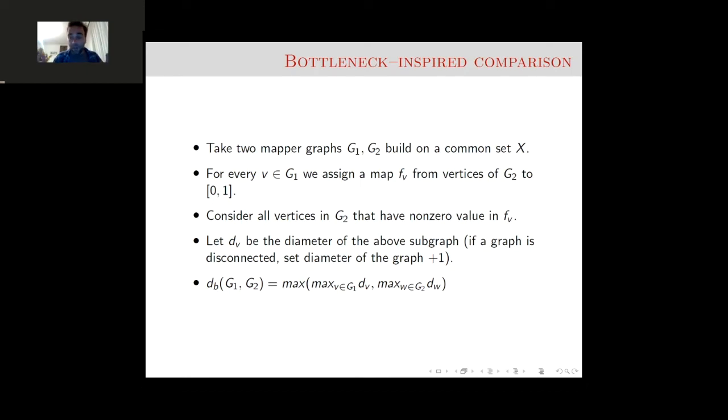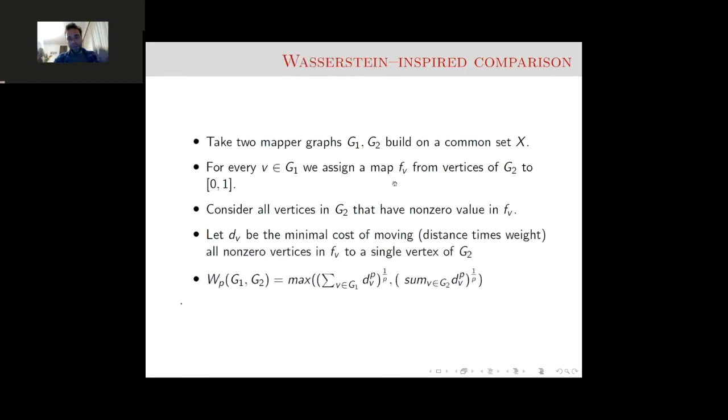Once we have a bottleneck, of course, the question is, can we have an analog of Wasserstein? Of course we can. For instance, we can ask the question, if I take this f_v, what is the total amount of mass I need to move to a certain point in order to compress the subgraph induced by that vertex into a single point. It gives us an analog of the Wasserstein distance.